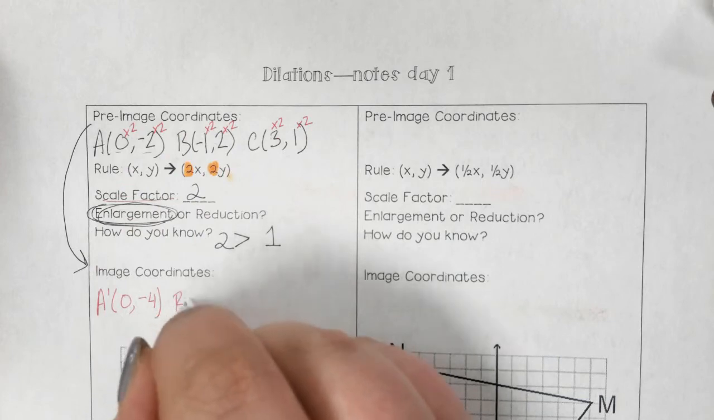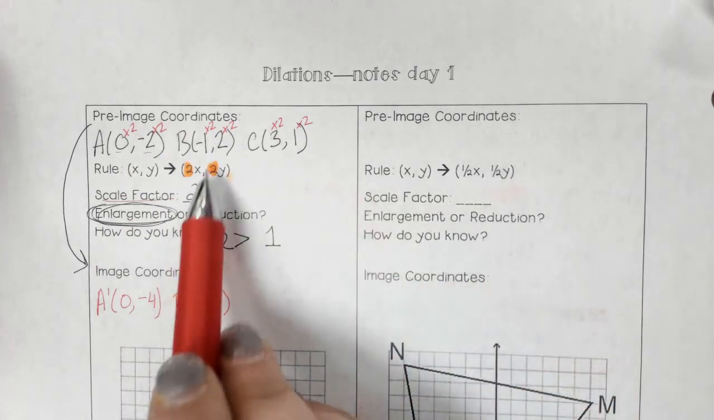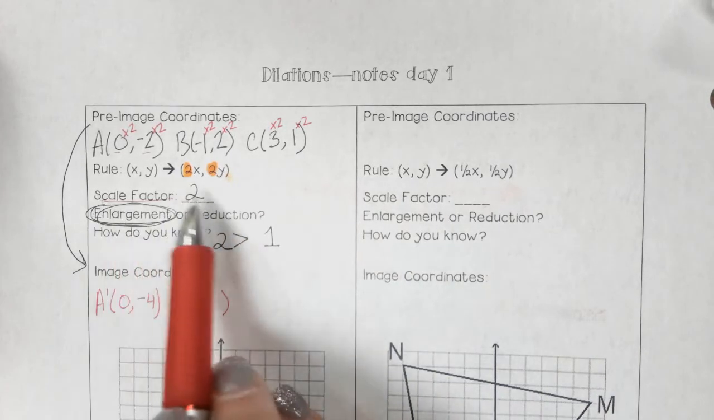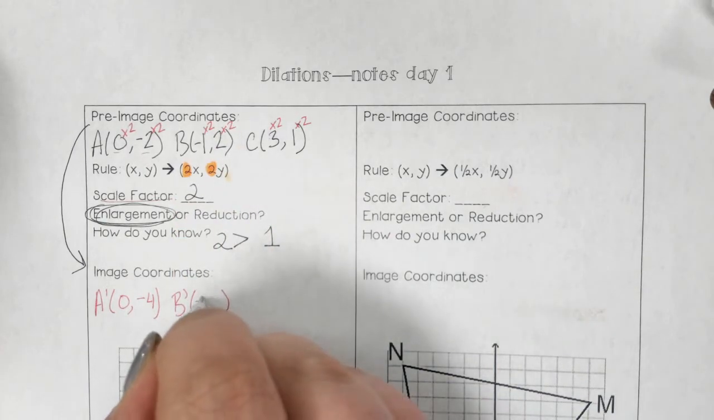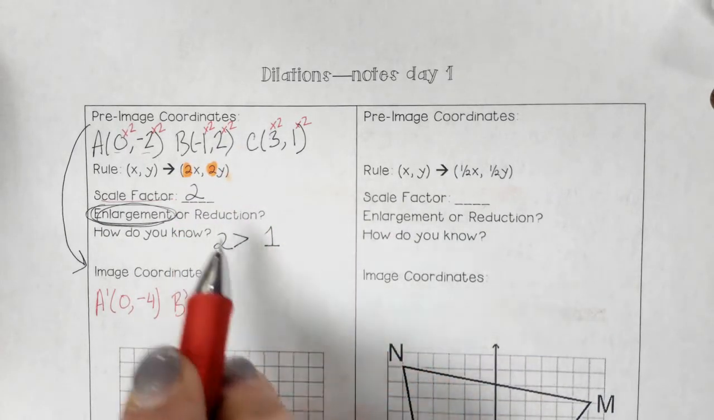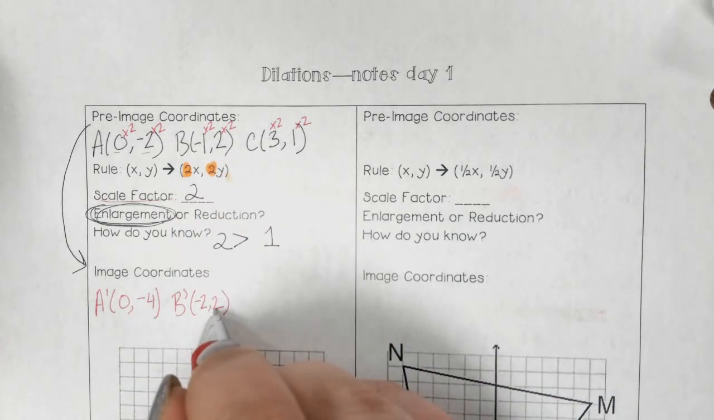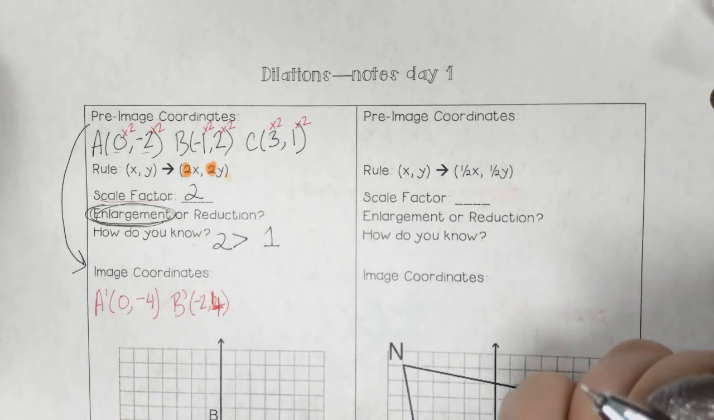To find the image coordinate for B, or B prime's ordered pair, I take each coordinate x and y and multiply it by the scale factor, 2. -1 times 2 is -2. Oh, sorry, 2 times 2 is 4.